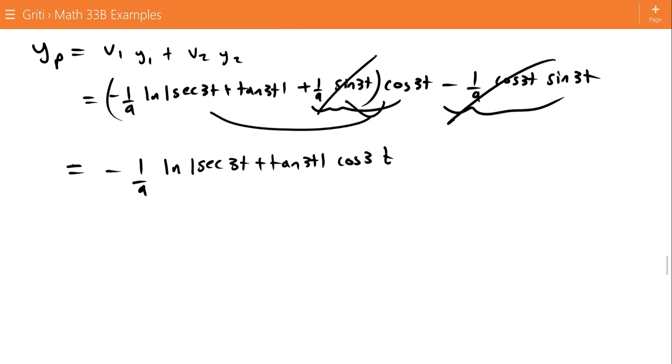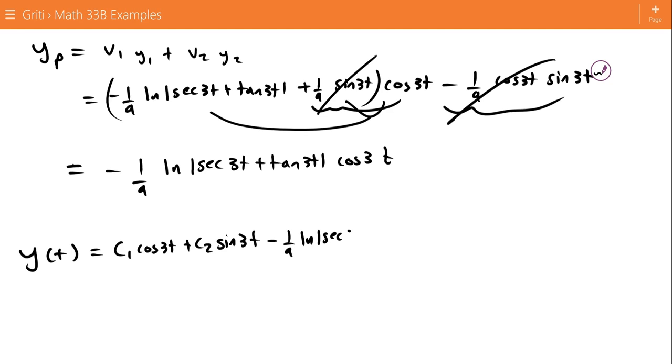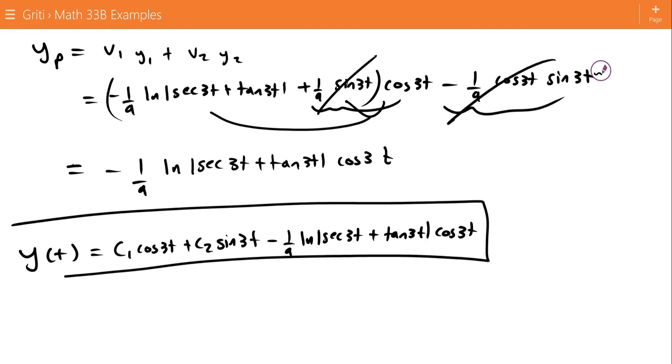So our answer will be y of t equals c1 cosine 3t plus c2 sine 3t minus 1/9 ln secant 3t plus tangent 3t times cosine 3t. We try.